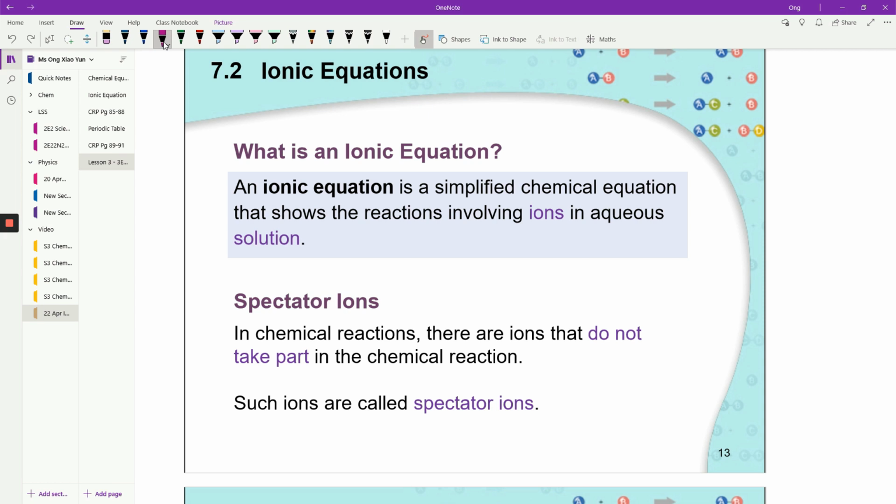So what is an ionic equation? An ionic equation is a simplified version that shows only the ions that react in an aqueous solution. So in this, spectator ions, okay, they are actually ions that do not take part in a chemical reaction. So in an ionic equation, we remove spectator ions.